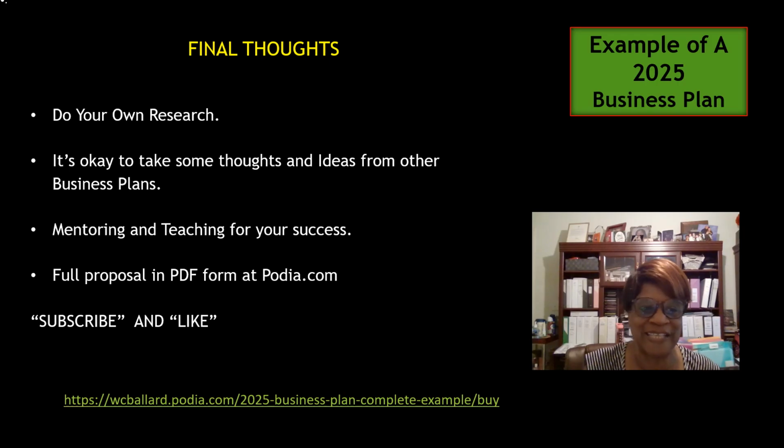And final thoughts, guys, do your own research. If there's something that I put in there that you don't agree with, that's okay. Do it your way. Do you think all grant writers agree on everything? Of course not. But one thing that we do all agree on is that you need to do your own research, and you take from everything that you get from each mentor and teacher that you have, and you use it how you feel it needs to be done. It's okay to take some thought and ideas from other business plans. That's why we give them to you. That's why I'm giving this to you. As a mentor and a teacher, I'm doing all this for your success so you can meet your dreams and your goals.